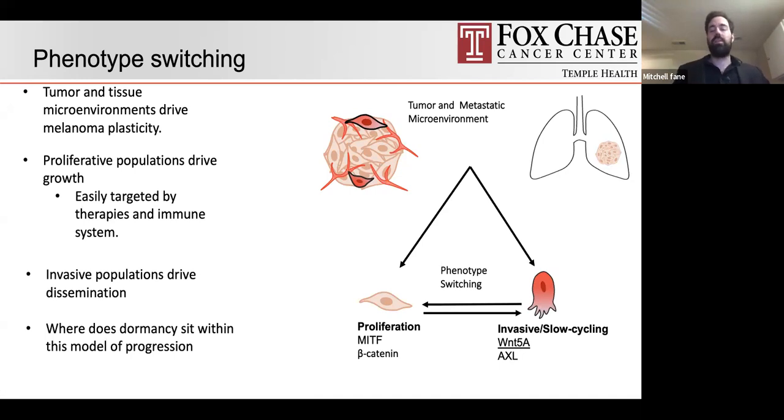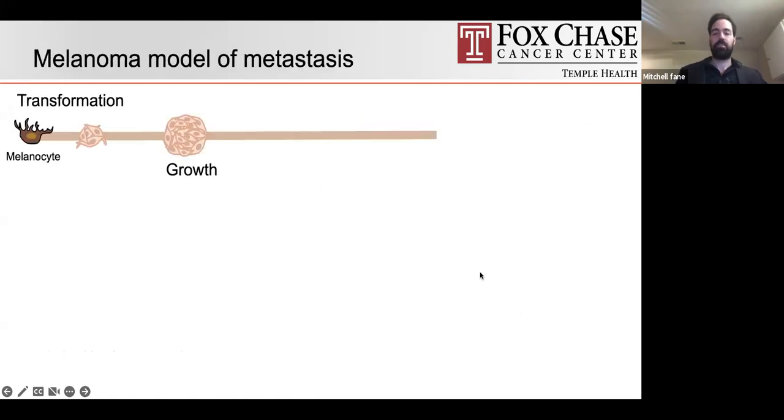So given that we were seeing this dormant phenotype, I wanted to ask, where does dormancy fit within this model of progression? What's really interesting is if you look at the metastatic cascade of melanoma, what we usually find is that you get a malignant transformation of a melanocyte, you get a much smaller, slower growing tumor, and eventually it gains the capacity to grow out of control.